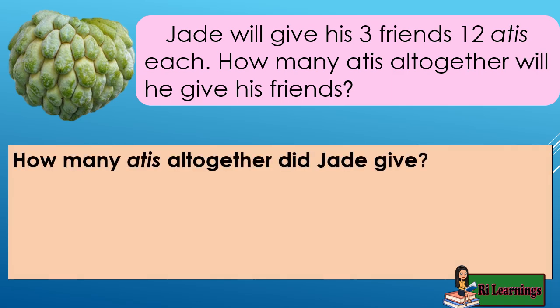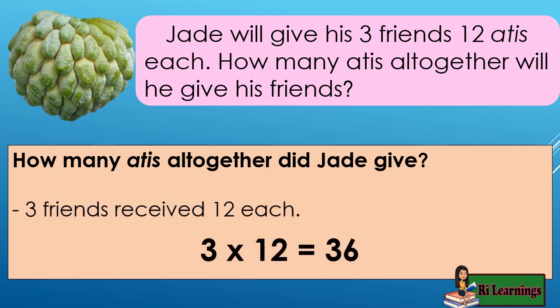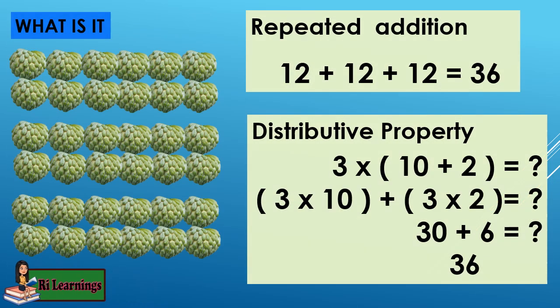How many attas altogether did Jade give? 3 friends received 12 attas each. 3 times 12 equals 36. We can get the answer using repeated addition or by using distributive property. But the process of multiplying numbers using distributive property and repeated addition is considered a long method, especially if large numbers are involved like 3-digit numbers.